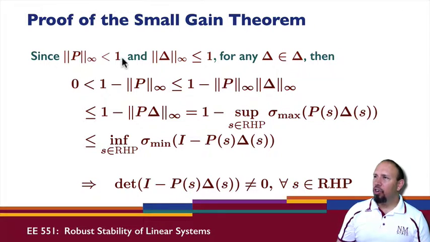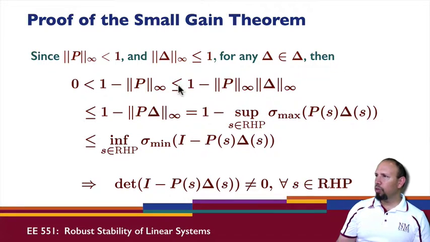Now, since the infinity norm is strictly less than 1, the uncertainty is less than or equal to 1, then for any delta in the uncertainty set, we have that 0 is less than 1 minus the infinity norm of P delta, right? That comes from this inequality. And this inequality, I have 1 minus the infinity norm of P delta. So because of this, that's where this inequality comes from.